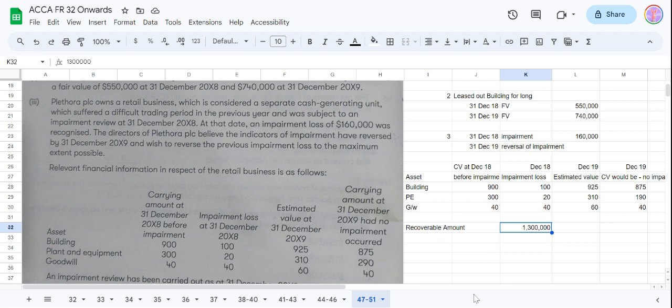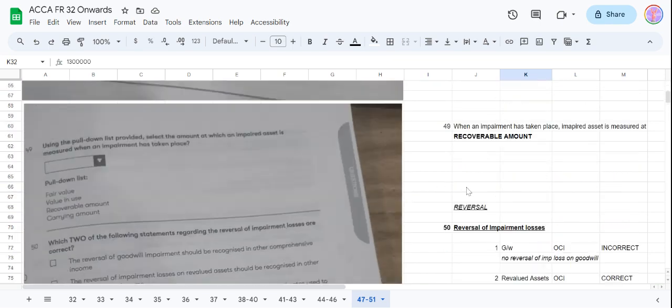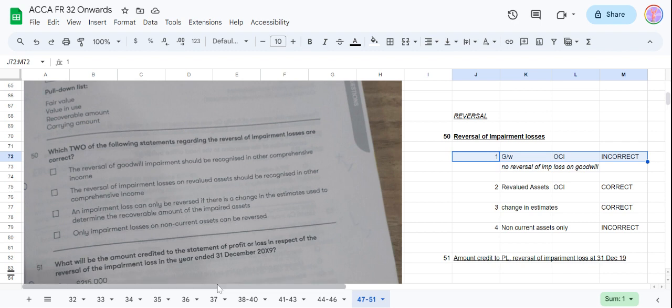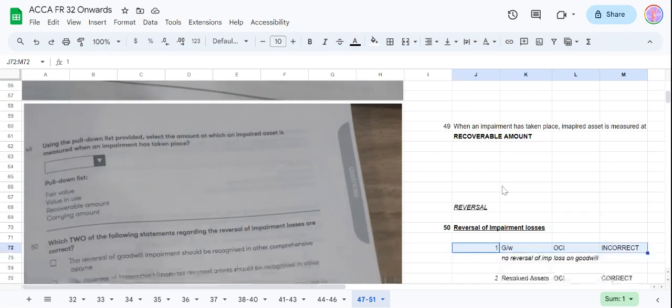So we discussed in one of the objectives that impairment losses on goodwill cannot be reversed. This one that we discussed here in question number 50: if there was an impairment of goodwill, that cannot be subsequently reversed. So we can only reverse on building and plant, right? And how much can we reverse? Up to the maximum of what the asset would have been carried had no impairment occurred.